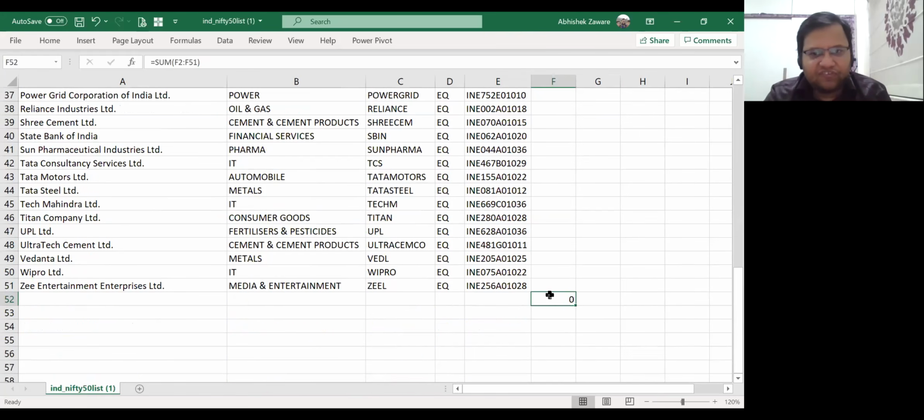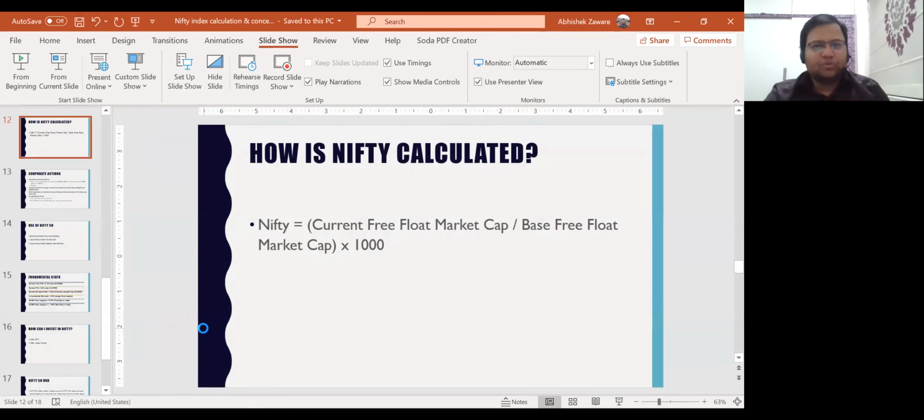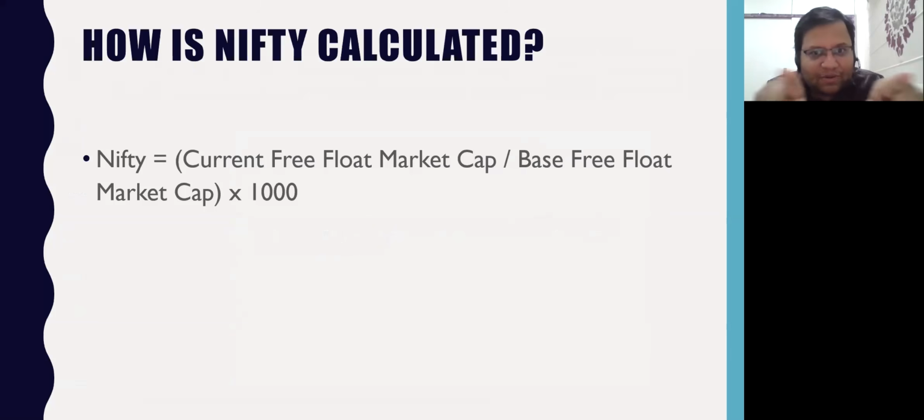This total of free float market capitalization of all 50 companies divided by base market capitalization. बेस कितना था वो मैंने आपको ऑलरेडी बोला था. Base was equal to 2,06,000 crores. Let me share PowerPoint with you. So base was 2,06,000 crore. ऐसे वो 50 कंपनी का करंट फ्री फ्लोट मार्केट कैपिटलाइजेशन divided by base into 1000.